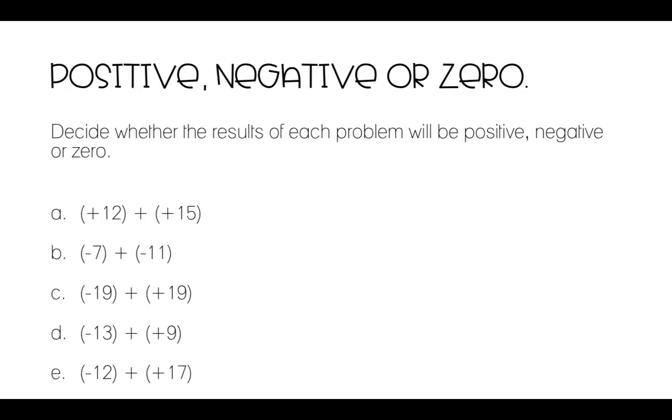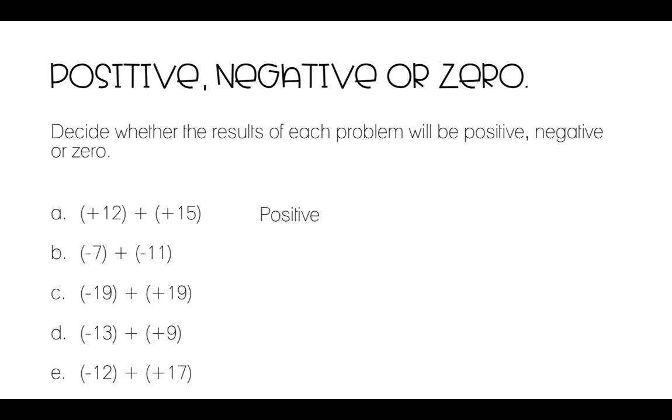So let's decide whether the results of these problems here will be positive or negative or 0. So positive 12 plus positive 15 is going to give us a positive answer. Now we're not bothered by what the answer is yet, but we're going to give a positive answer.